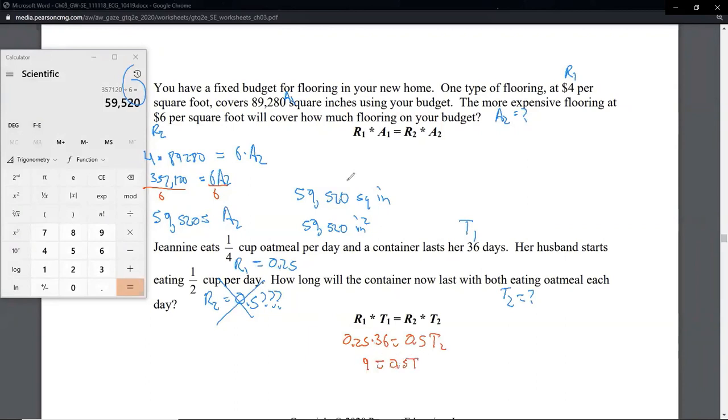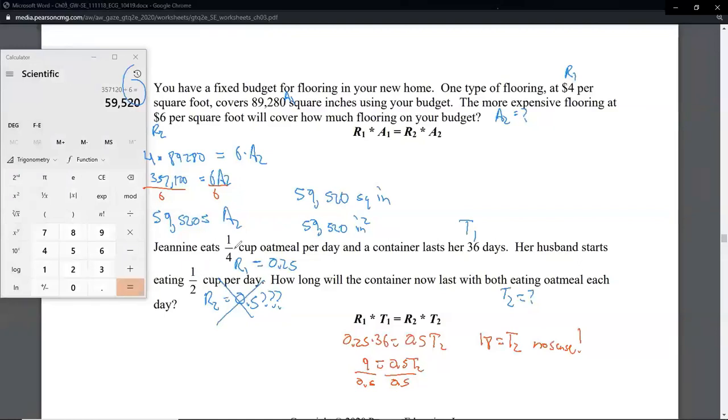Just divide both sides by 0.5. And 9 divided by half is the same as 9 times 2, but you got your calculator, so you don't need to know that. And you get 18 is equal to T2. But it makes no sense. Why does this make no sense? Because it took 36 days for Janine to eat this oatmeal by herself. If the husband was eating by himself, he's eating twice as much, so it should take half as long. If you're only eating 1/2 cup a day, it would take 18 days.